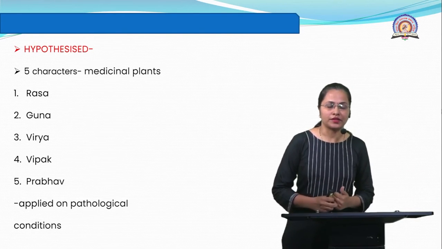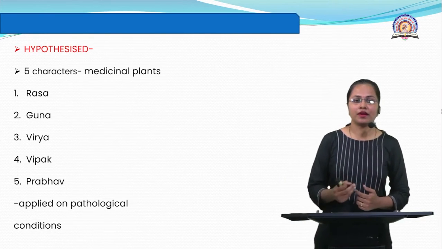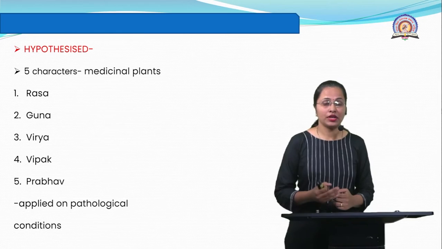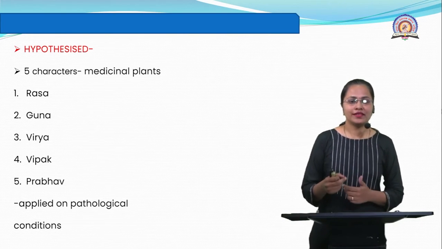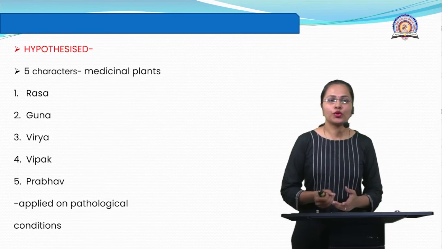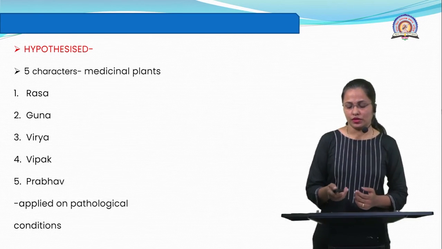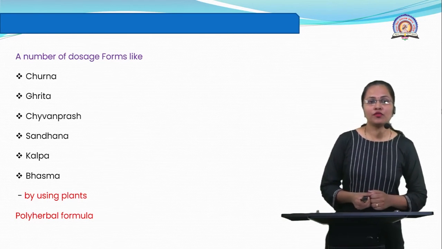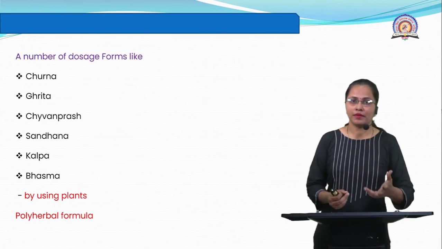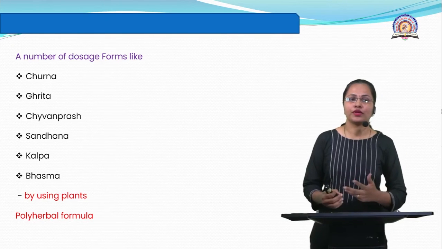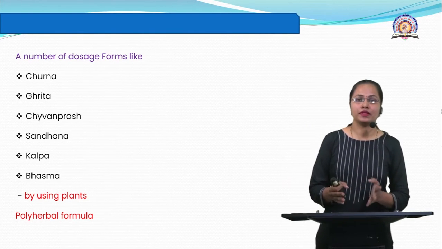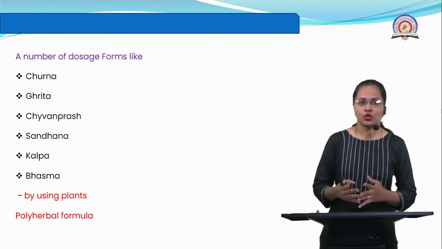These five characters, that is rasa, guna, virya, vipak and prabhava, are applied to pathological conditions in order to cure the disorders in the human being, and they were used to give a healthy life to the human being. A number of doses can be formulated by using herbal plants in the Ayurvedic system, and these doses have specific names, like churna.